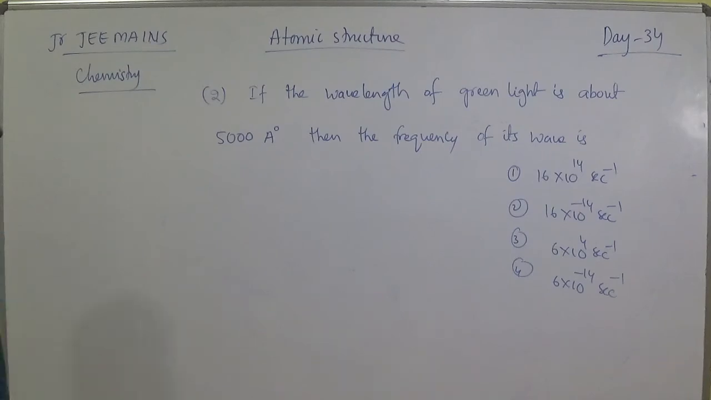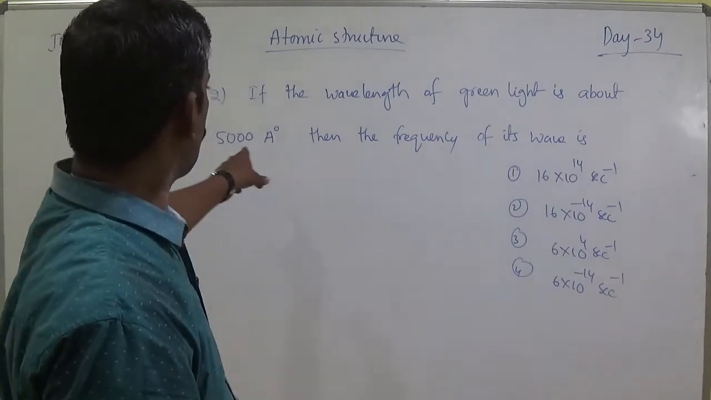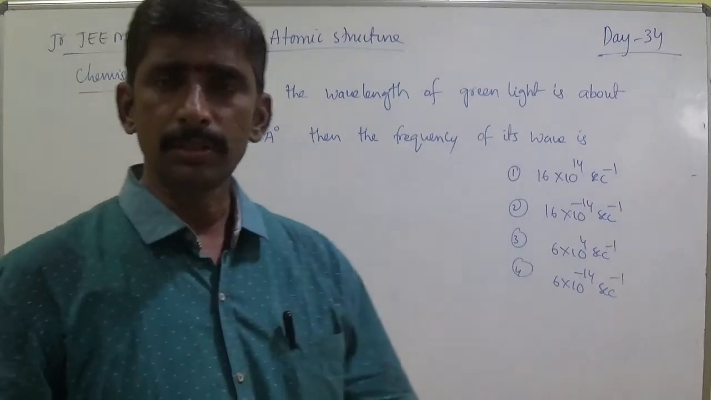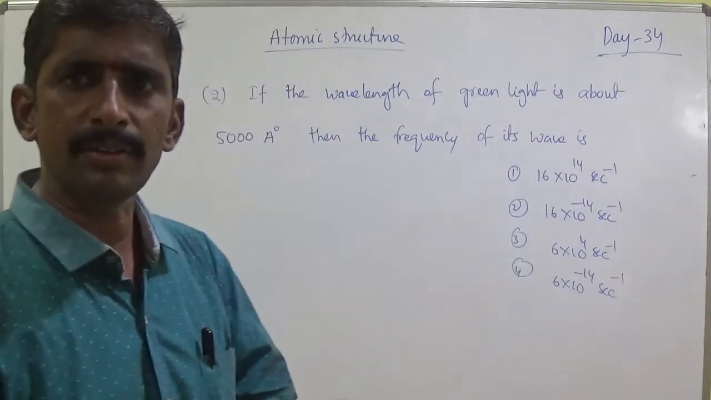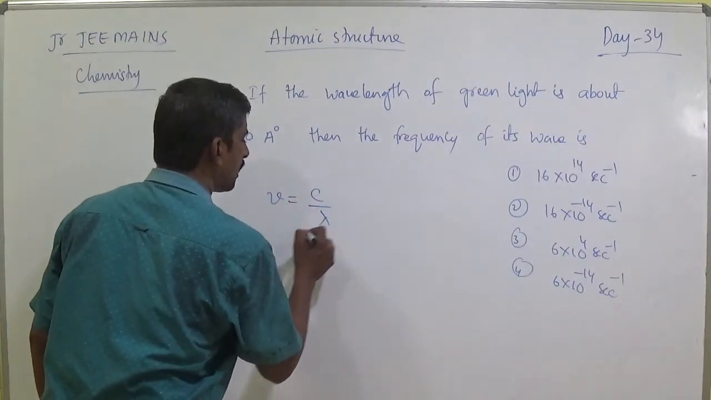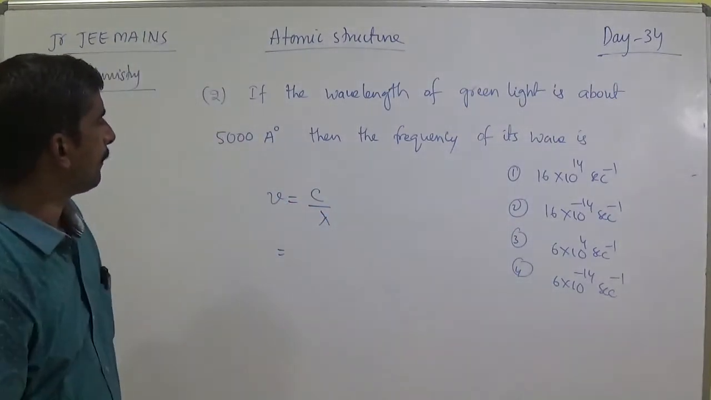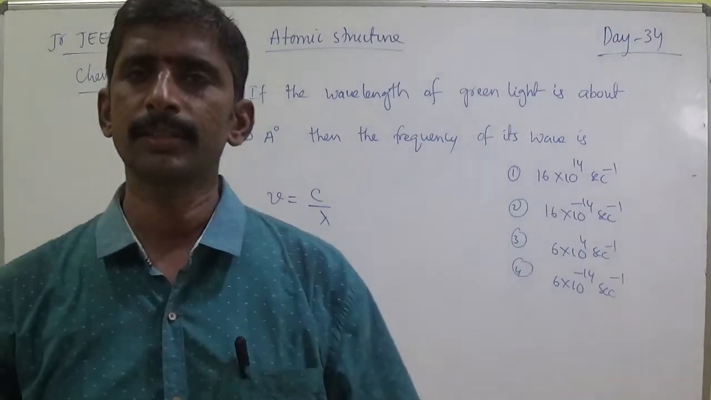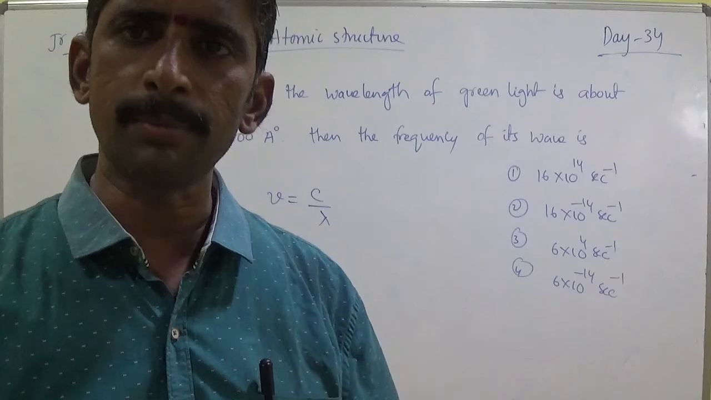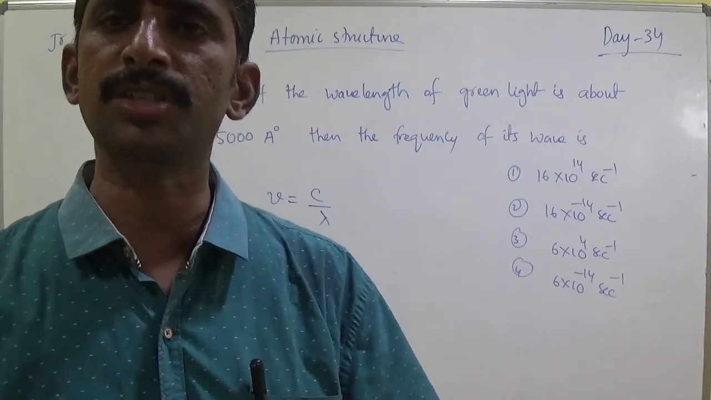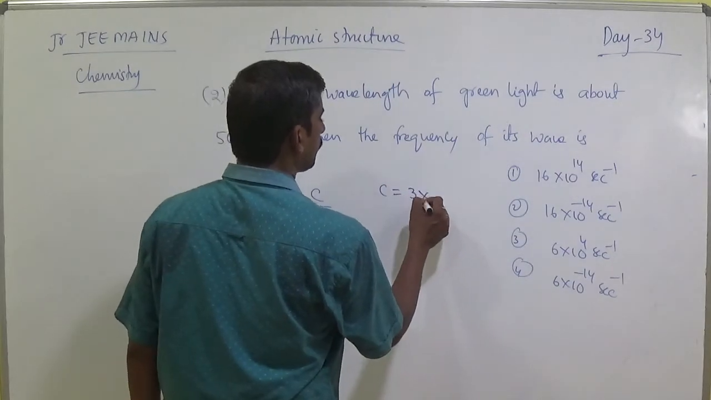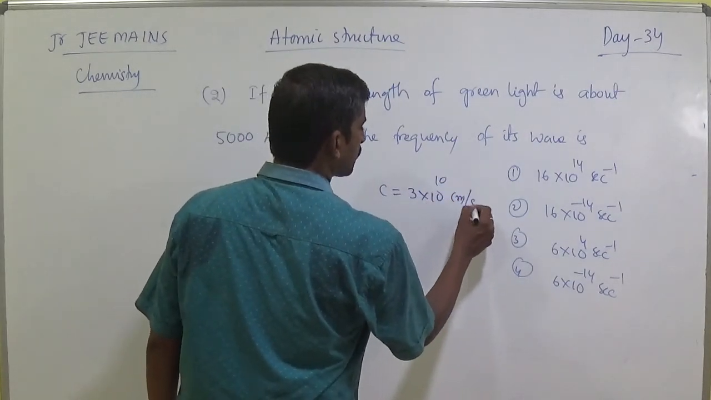In this case, if the wavelength of green light is about 5000 angstrom, then what is the frequency of its wave? Wavelength is given, and they asked for the frequency. The formula is frequency nu equal to c by lambda. For the velocity of light, we can take centimeters or meters, our wish. Now I am taking the velocity of light in centimeters, so lambda is converted from angstrom units into centimeters. So I am taking c equal to 3 into 10 to the power 10 centimeter per second.